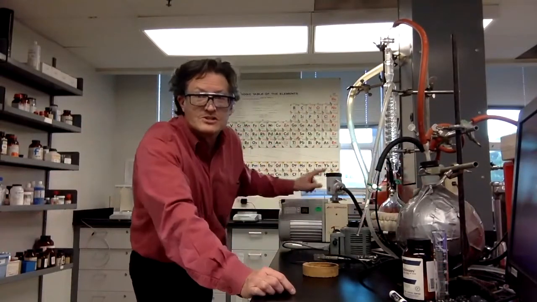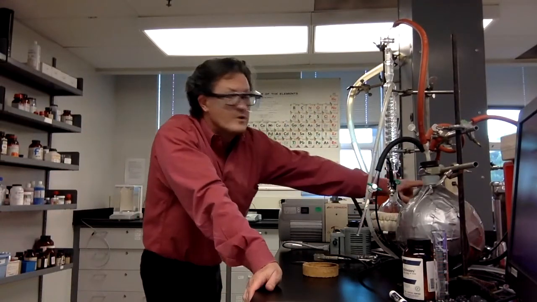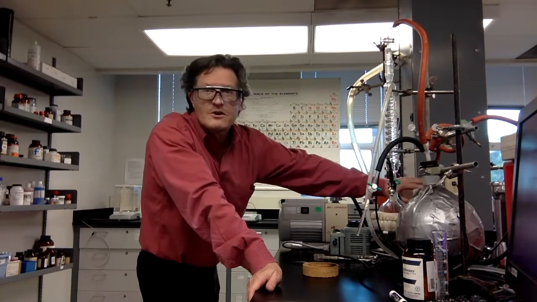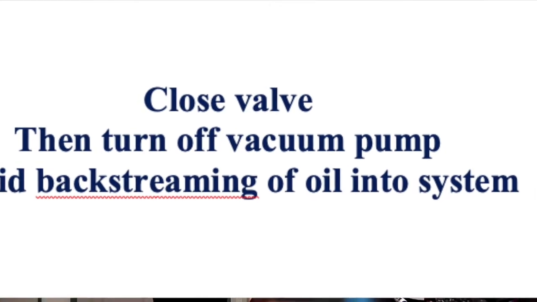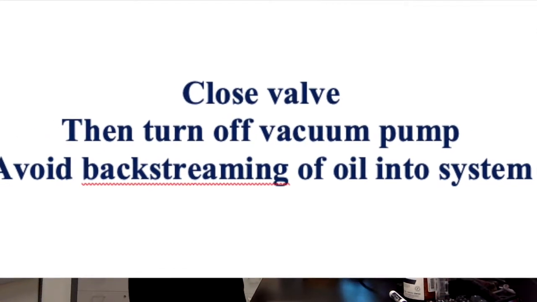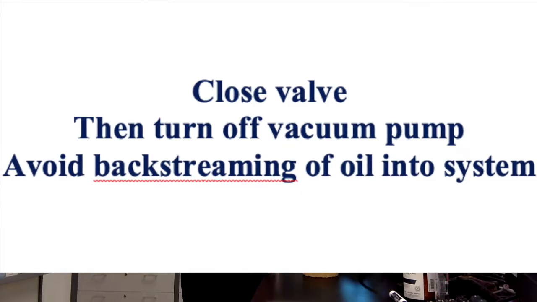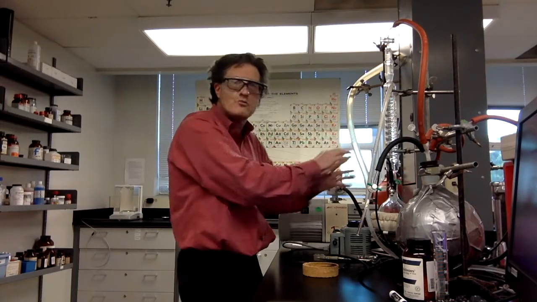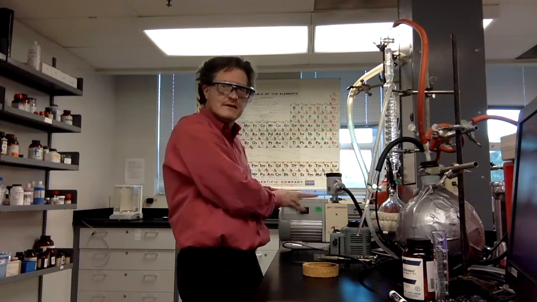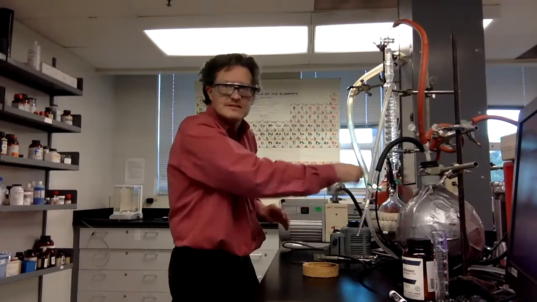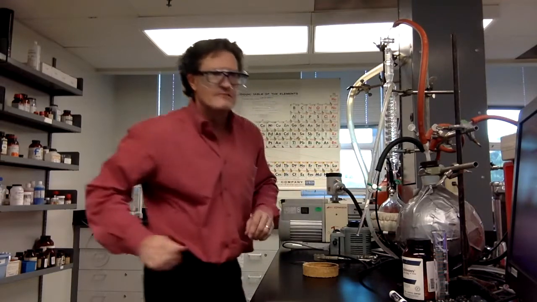Make sure, when you turn the pump off, always close that valve first. This valve going to the pump is closed, then I can turn it off. The reason you have to close that valve first is that if you turn the pump off and have that open, you might get an inrush of oily gases out of the pump. You don't want that to happen. So you always close the valve first, then you can turn off the pump.